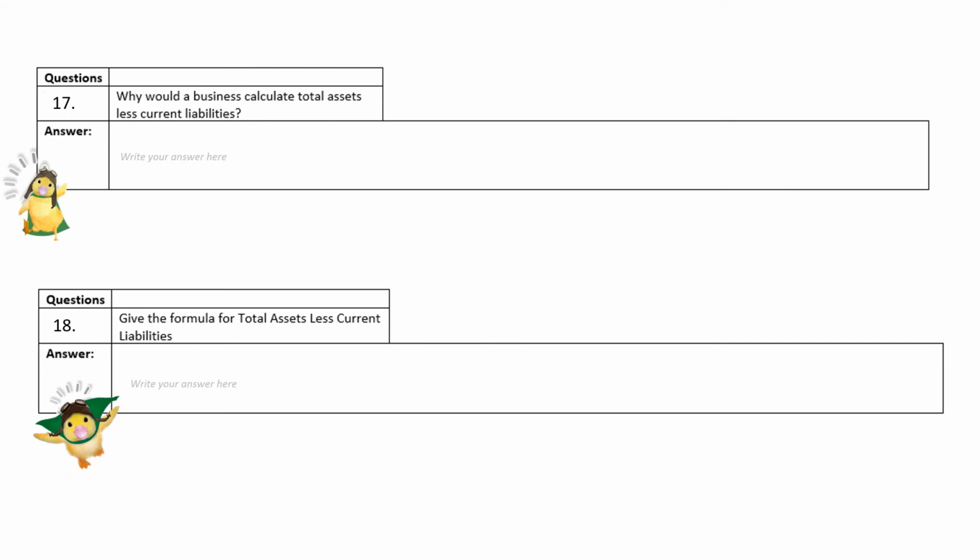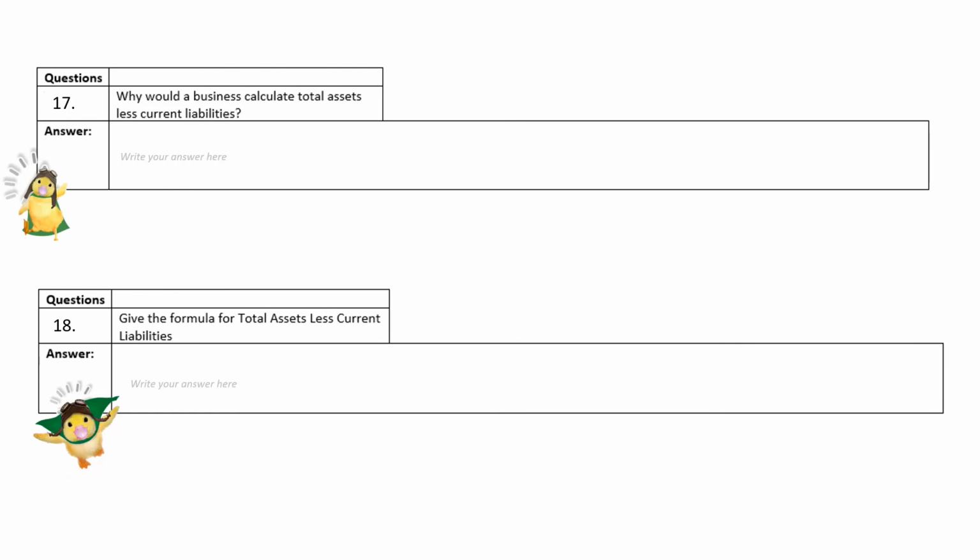Question 17. Why would a business calculate total assets less current liabilities? Now remember what each of these words actually mean. Total assets is fixed assets plus current assets, and current liabilities, just to remember that time scale. Current liabilities are the amounts a business has to pay back within or under 12 months, what they've got to actually pay back to somebody else. So think about that. Total assets less the liabilities you've got to pay back within 12 months. I think you can work out that answer and write it in the space below.